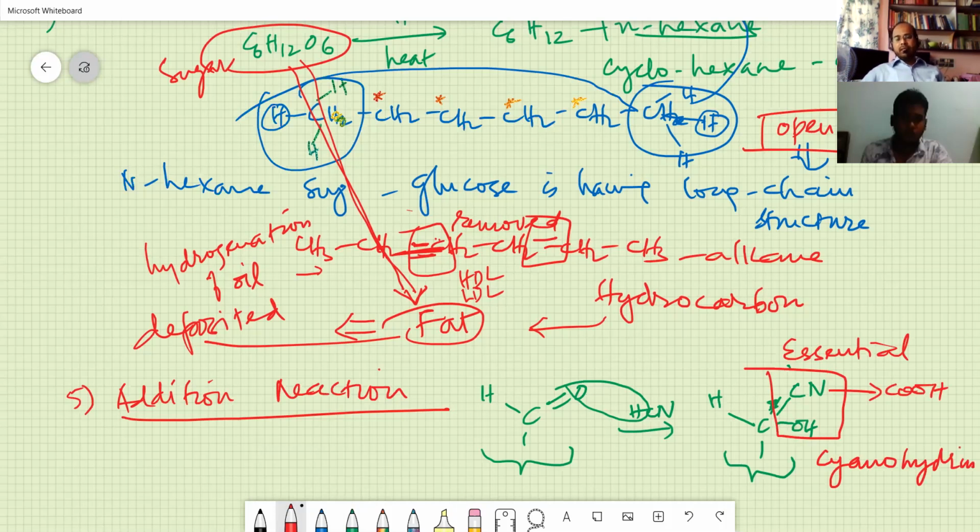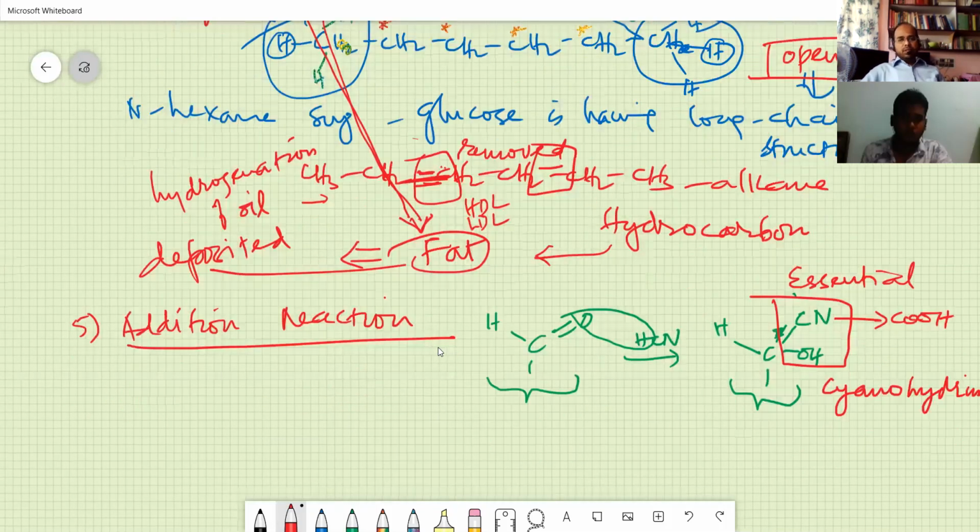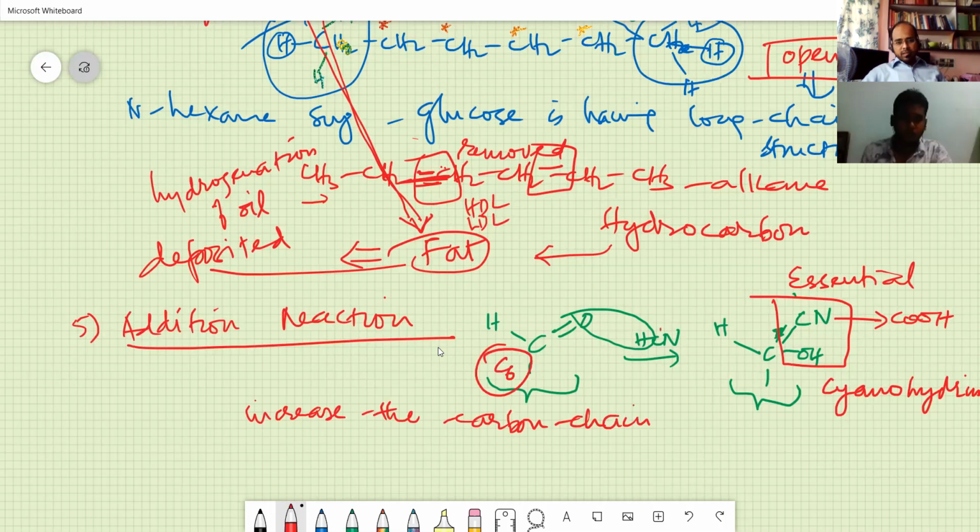If you go to any pharma industry, any particular industry, they will ask you to increase the carbon chain. What is that increase in carbon chain? You have got C6 here. Now when you add CN to this, it is an extra addition, so it becomes C7. So you can convert C6 carbon into C7 carbon atom.